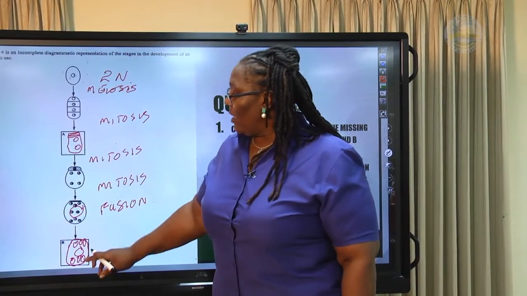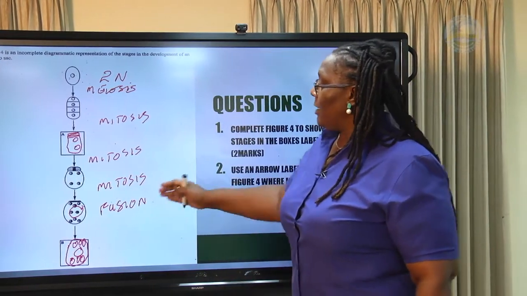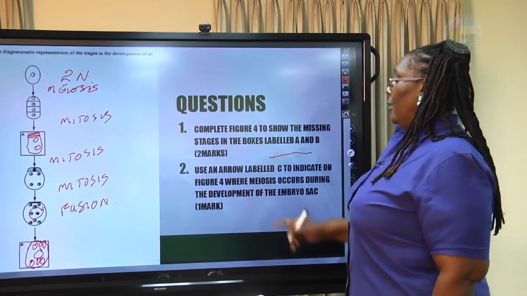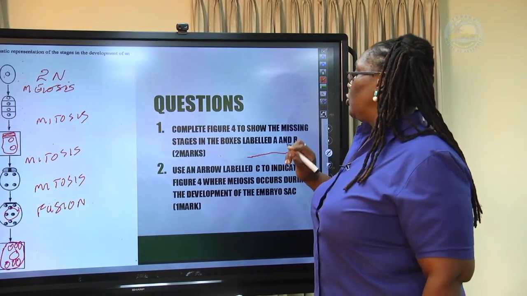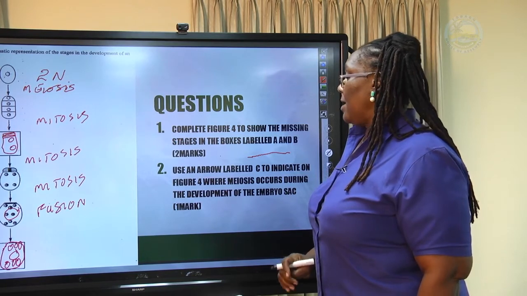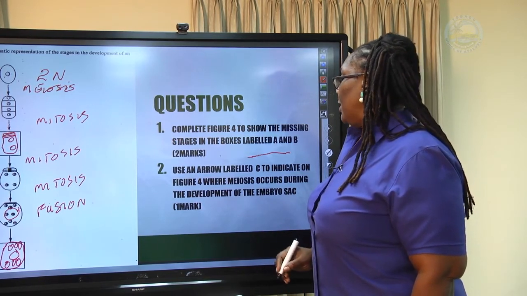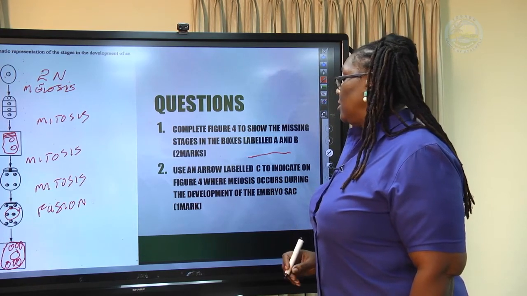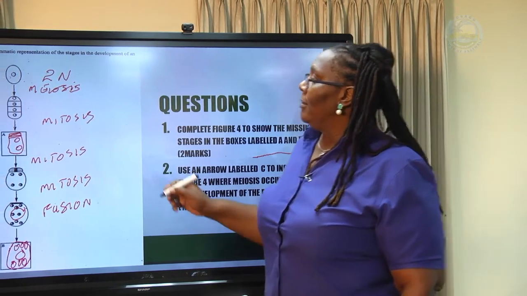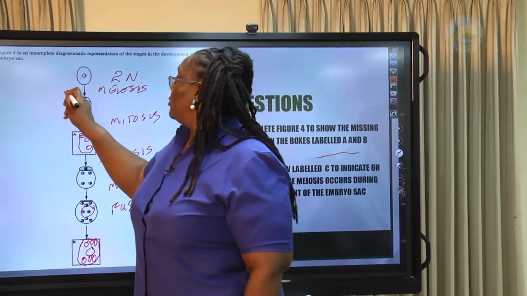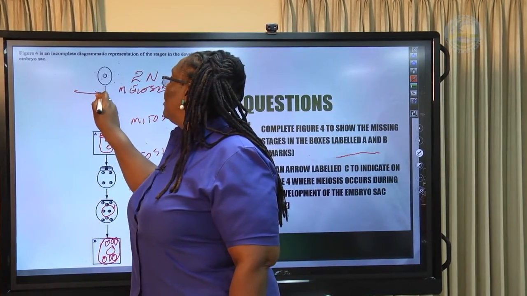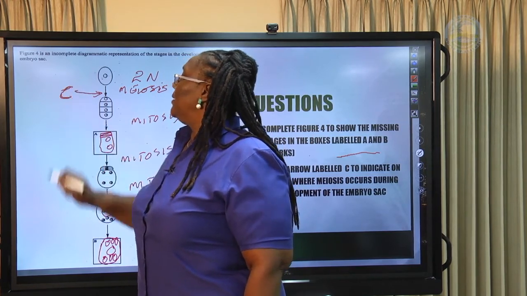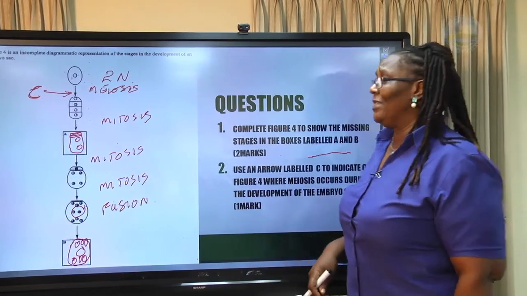So these are what they ask you to draw in. I just put in these here, right? But they ask you to put in what you should see in box A and B. Use an arrow labeled C to indicate on figure 4 where meiosis occurs during the development, right? So you had to do something like this, and you put in your letter C. And that's answering the question.